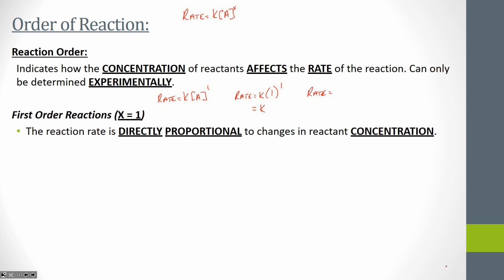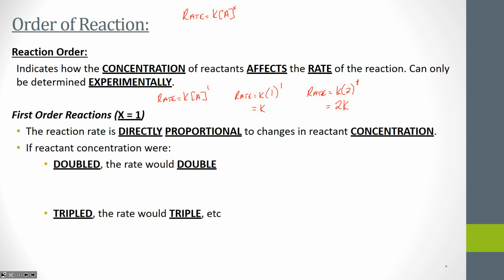Rate equals K times 2 to the power of 1. Well, 2 to the power of 1 is 2. 2 times K is 2K. So what we did was we doubled the concentration, and the rate would double.